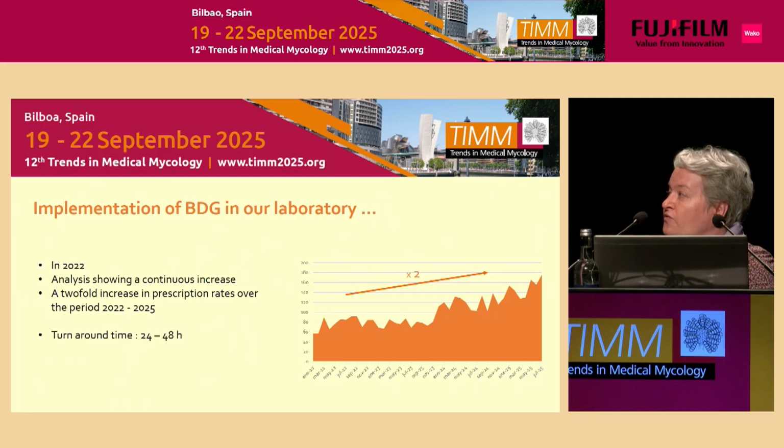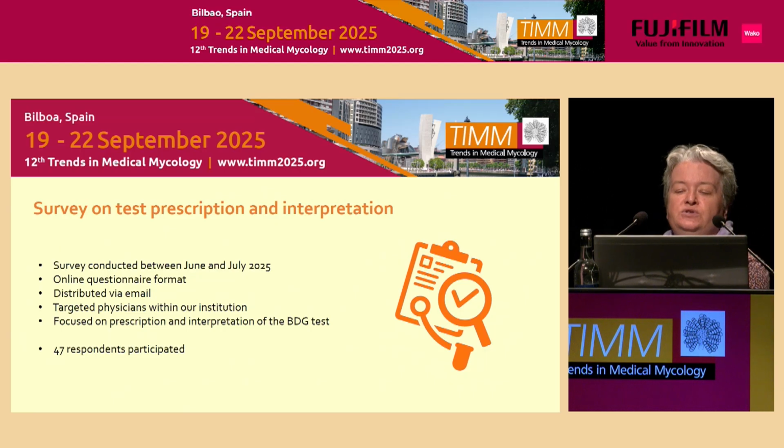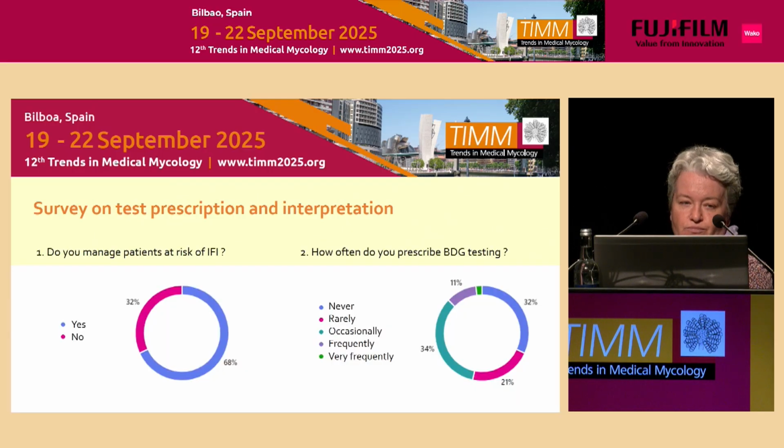Given the strong support from clinicians, we decided to carry out a practice survey. The practice survey was conducted between June and July 1995. An online questionnaire was distributed by email. The survey was sent to all prescribers in our hospital. The survey focused on how the BDG test is prescribed and how this biomarker is interpreted by our physicians. A total of 47 clinicians took part in this survey.